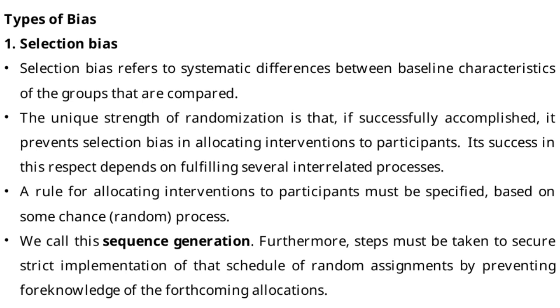Second, it's crucial to prevent anyone from knowing upcoming assignments. This helps secure strict adherence to the randomization schedule and prevents foreknowledge, which could introduce bias. By carefully implementing these processes, we strengthen the internal validity of our study and make sure that differences we observe are truly due to the interventions themselves, not some pre-existing differences. This ties back to our overall goal of conducting rigorous, unbiased research.